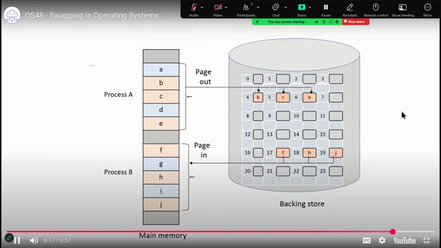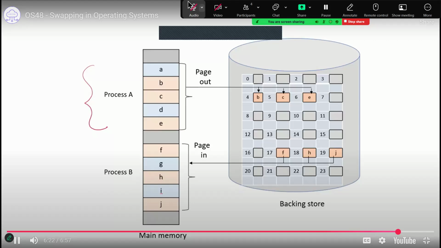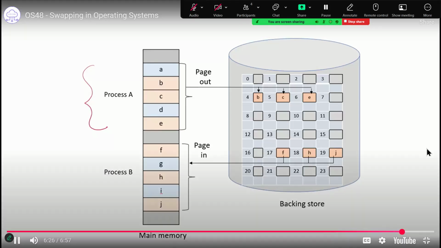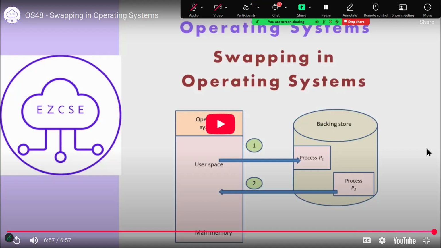So rather than swapping the whole process back to the backing store, what can be done is to swap out certain pages of the process which are currently not being used. Like you can see in this example, pages B, C and E of process A have been swapped out and put into the backing store. Similarly, in their place, we can bring in pages F, H and J of process B back from the backing store to the main memory. So this is how swapping helps us utilize the main memory in a better way.